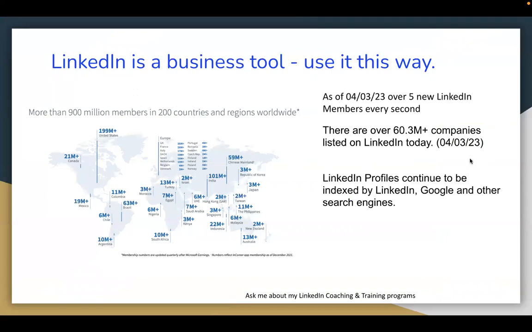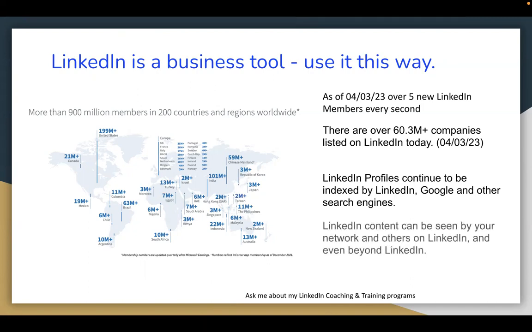Your LinkedIn profiles continue to be highly indexed, based on how well you produce them, not only by LinkedIn but by Google and Bing and ChatGPT and Bard. LinkedIn ranks near the top of the list of indexed sites. Content can be seen by your network, others on LinkedIn, and even outside of LinkedIn if you permit that. And I recommend you make your LinkedIn profile content 100% public.